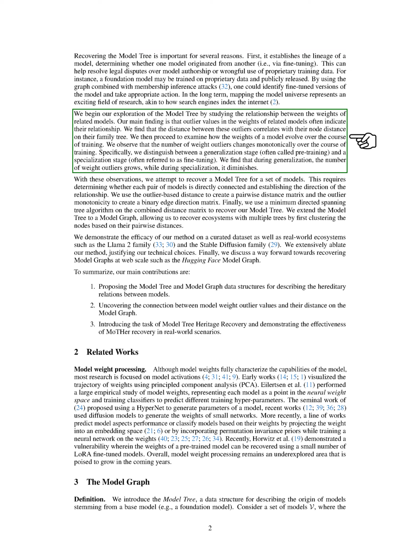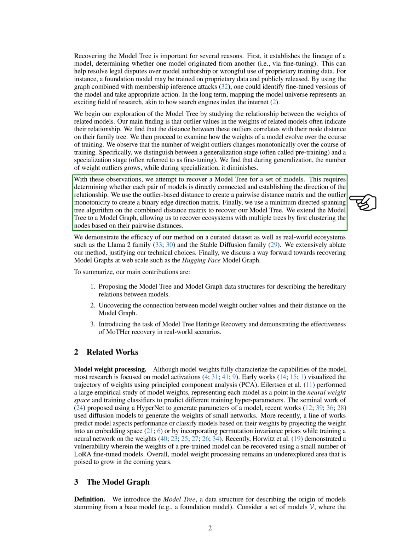By analyzing outlier values in model weights, we can identify relationships between models. We observe that outlier values and their distances often indicate the genetic connections between models. Additionally, we study how model weights change during training, noting differences between generalization, pre-training, and specialization, fine-tuning, stages.